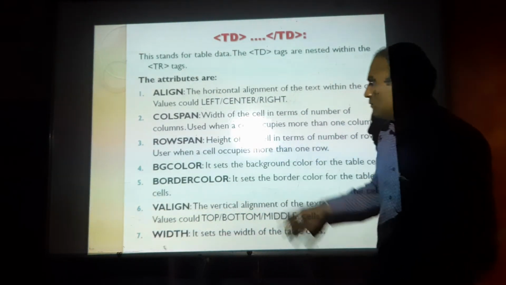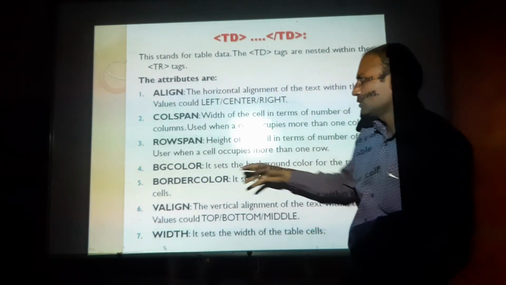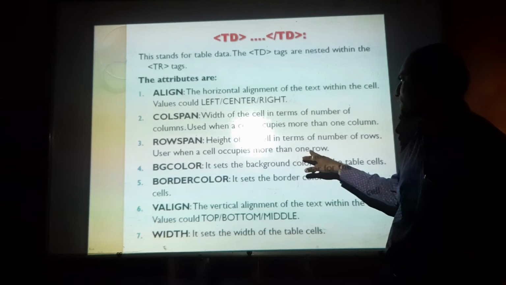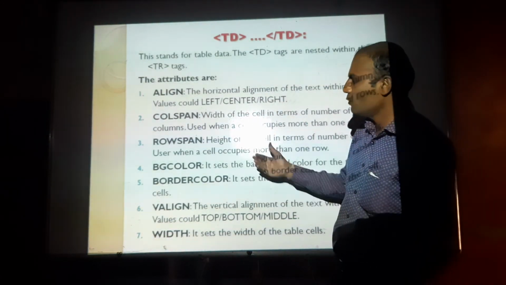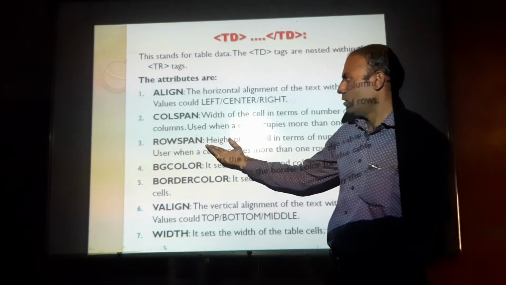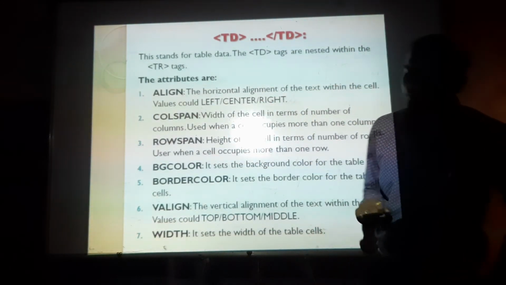Similarly, row span sets the height of the cell in terms of number of rows. It is used when a cell occupies more than one row. So when the user wants a cell to be spanned across rows, we can use row span.